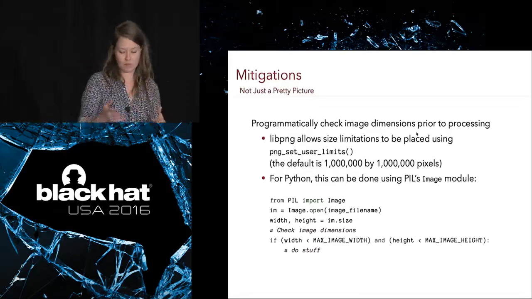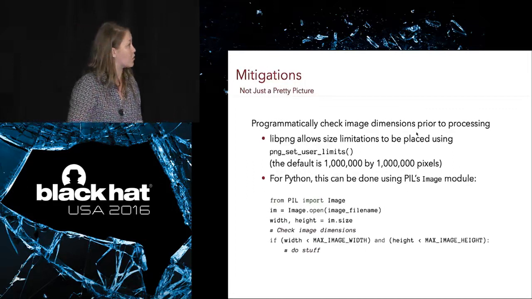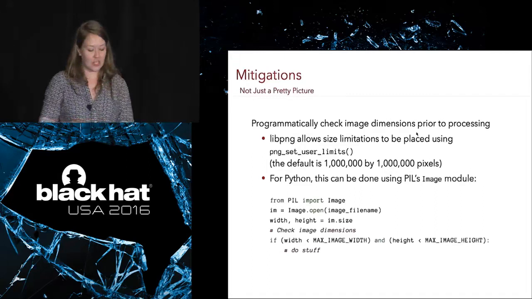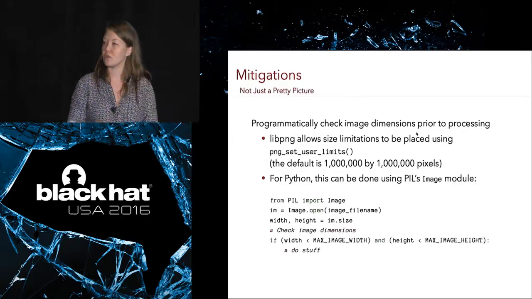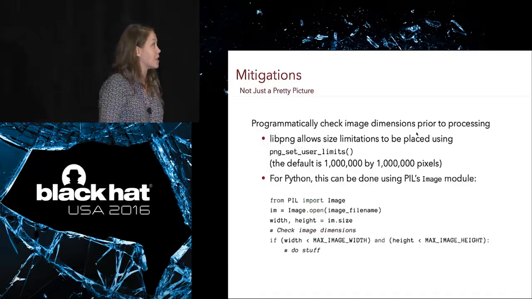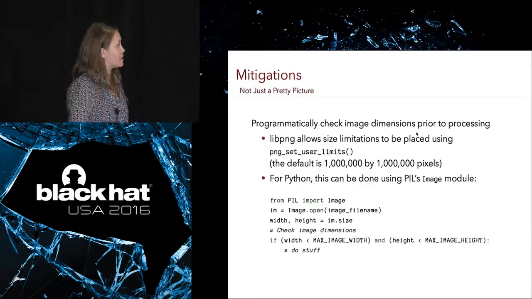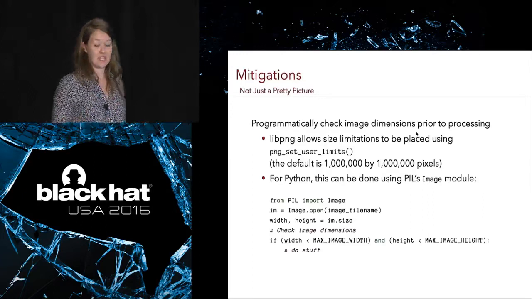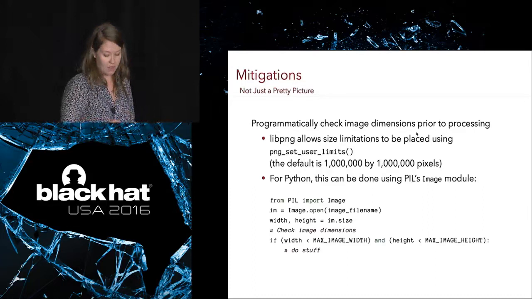Various file formats have headers that state what those are, and you can usually rely on that unless you have someone being super evil. But with libpng, just as an example, with the libraries that you're using to process the images, you always want to modify the default configurations, because most of the time those are set for user ease, not necessarily security. For example, libpng's default setting is 1 million by 1 million pixels. And unless you're NASA, you don't really need to deal with an image that is that large. So you definitely want to modify that.